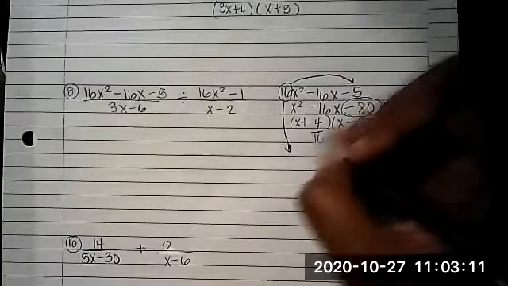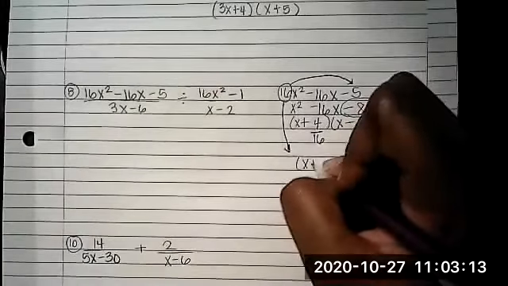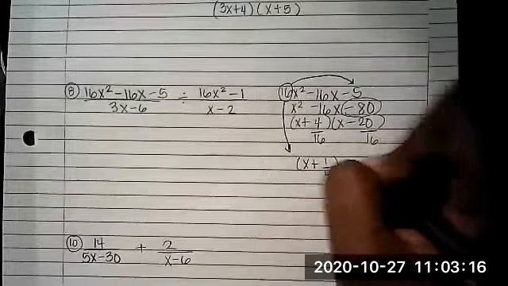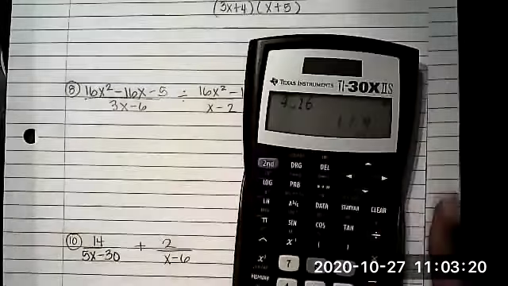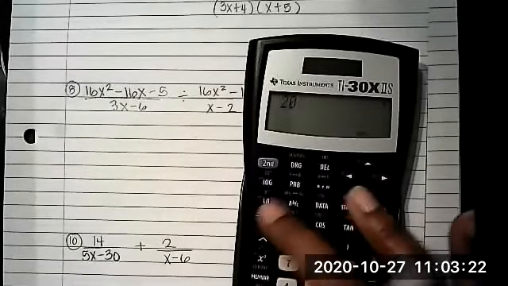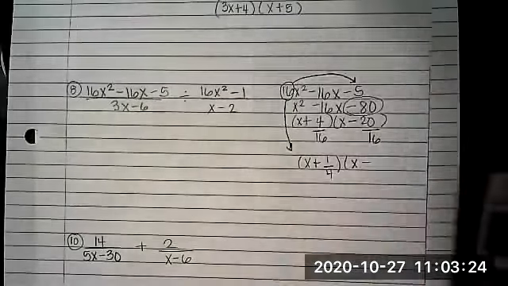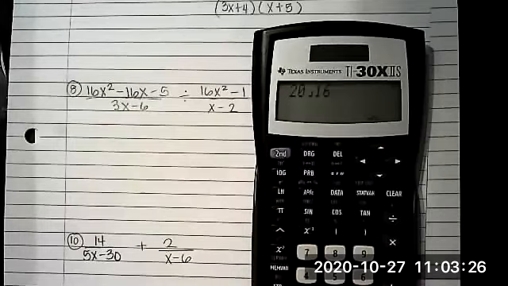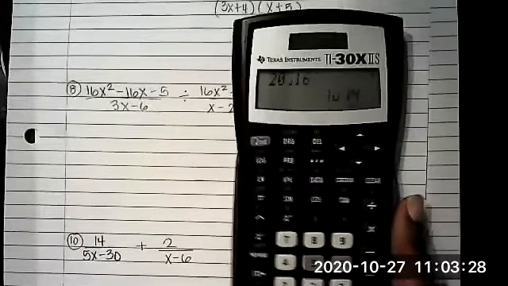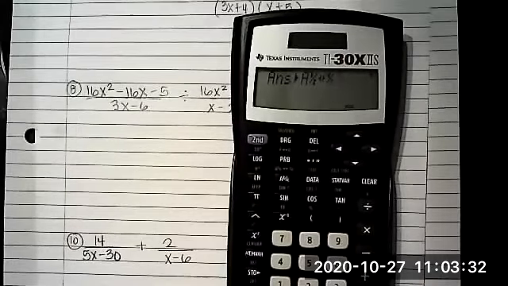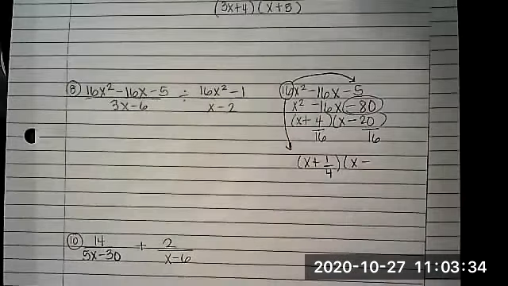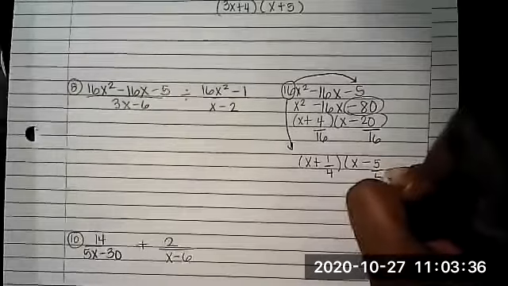So I'm going to simplify. This becomes now x plus 1 over 4. And this becomes x minus, and I'll put that in my calculator, 20 divided by 16. Push enter. I don't want that mixed number, so I'm going to push second, push the AB button again, and then push enter. And I get 5 over 4. So x minus 5 over 4.